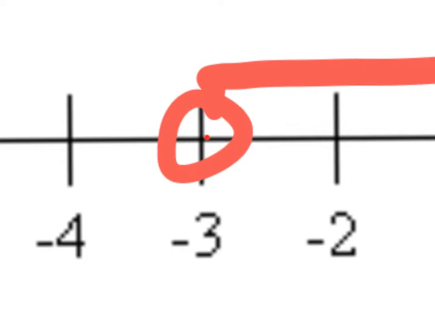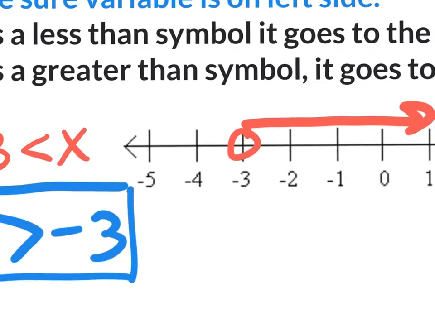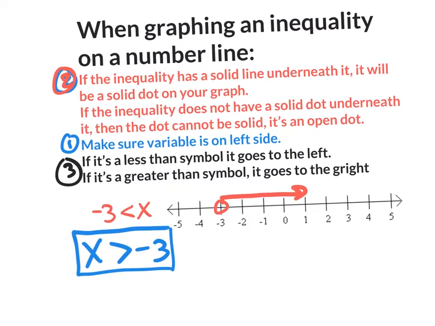Is -2.9999999 greater than -3? Yes. But is -3 greater than -3? No. So that's why it's an open dot. You cannot include the -3. So the only time you could include the -3 is if it has the or equal to -3, which is that solid line underneath the inequality. So I hope this helps refresh your memory.